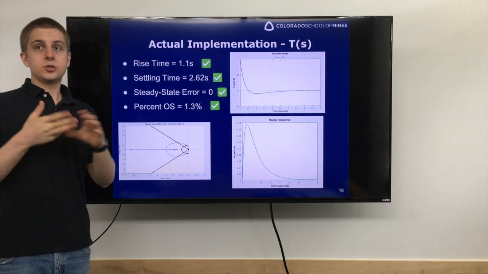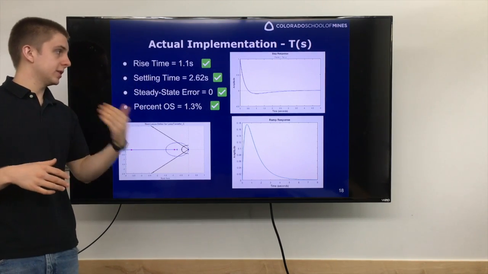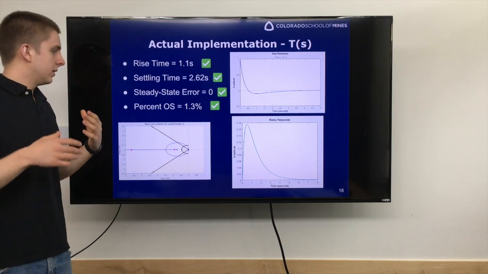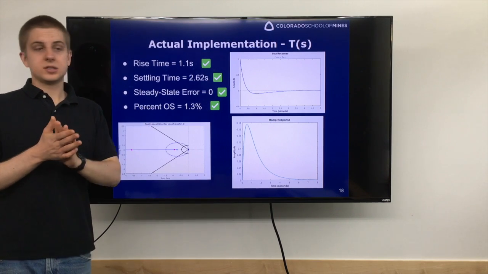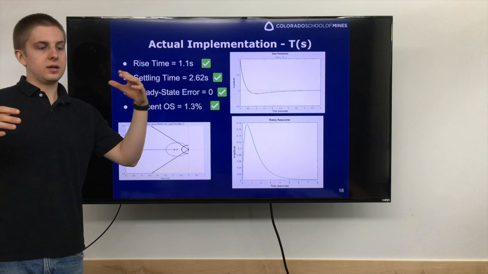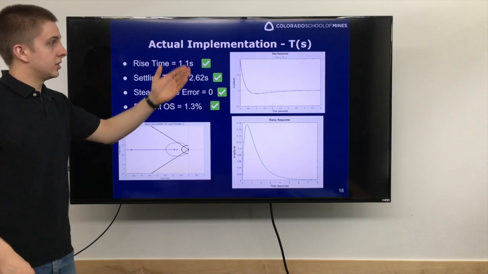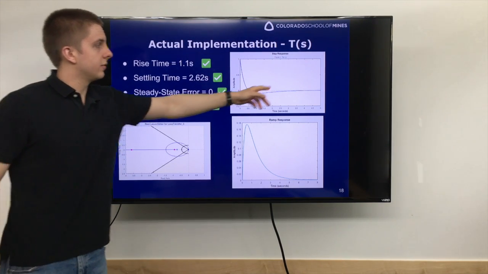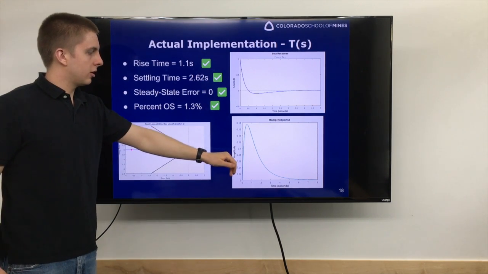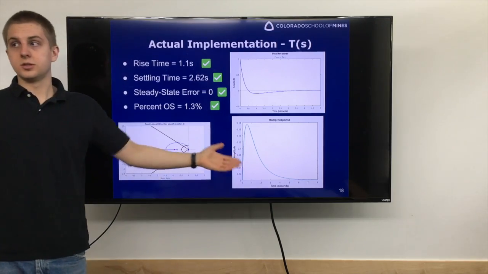For the response due to the truck, we achieved a rise time of 1.1 seconds, settling time of 2.62 seconds, steady state error of 0, and percent overshoot of 1.3%. This is very effective because in general, you have the disturbance of the truck as well as the change in input from the user, but we're able to meet both those constraints. You can see our disturbance quickly converges to 0 with minimal overshoot, and due to a ramp, our car is able to quickly respond and again converge that disturbance to 0.